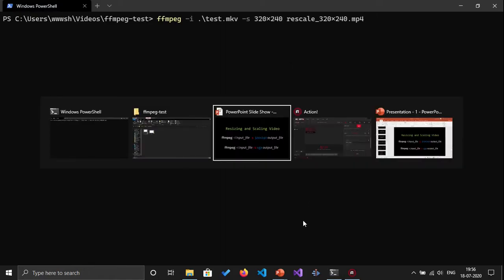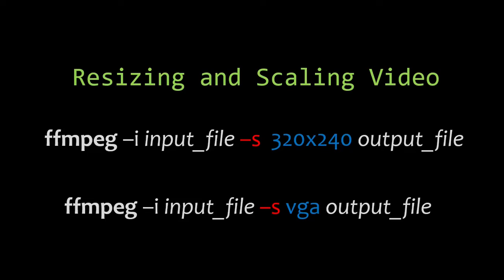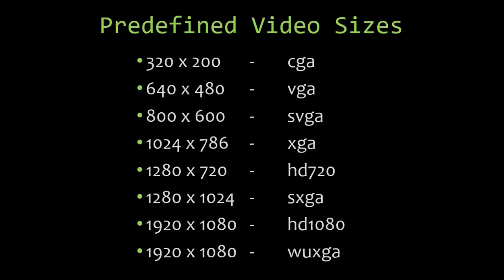So there are predefined scaling factors. As you can see in the second command, I have used VGA. VGA is standardized as 640x480 resolution. Similarly, FFmpeg has standard definitions. For CGA, it is 320x200. For VGA, it is 640x480. Similarly, for HD720, it is 1280x720, and for HD1080, it is 1920x1080.